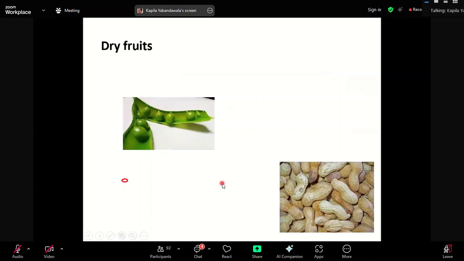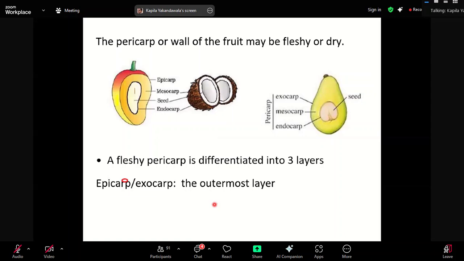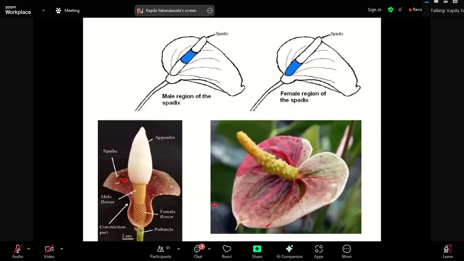Then some fruits are not fleshy, they are dry. By mode of opening, they can be put into two groups. Fruits that split open are dehiscent. As you can see here, in beans the fruit is split open, dehiscent. But if you look at peanuts, it is closed at maturity. We call it indehiscent. Okay, that's all about fruits and flowers. With that, let me move to the next topic.